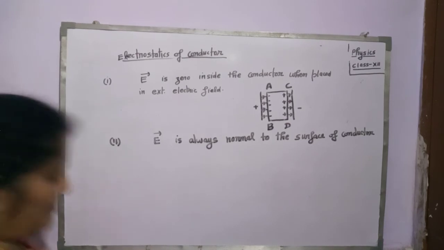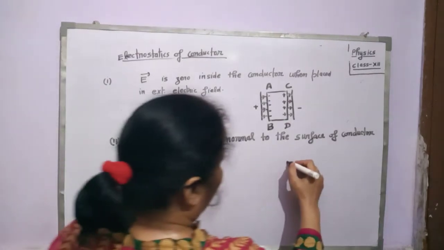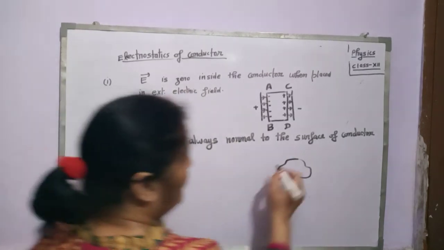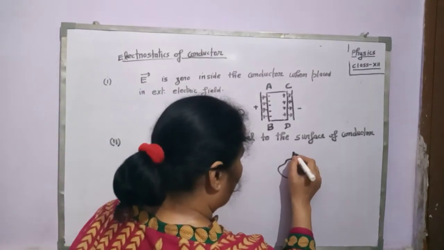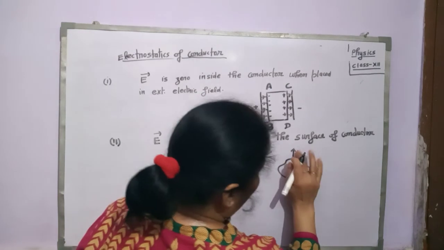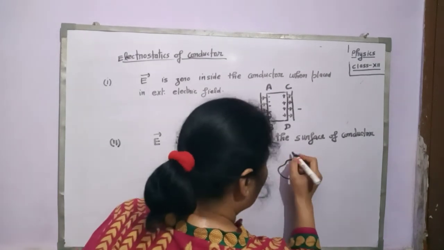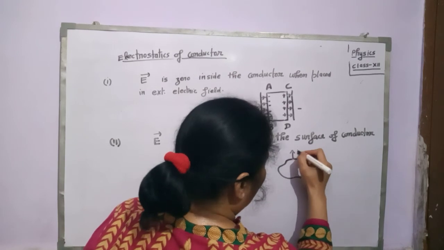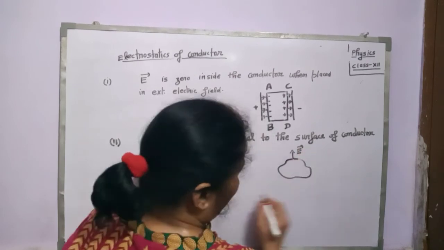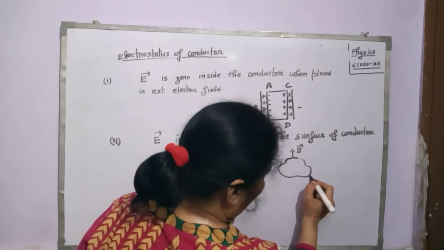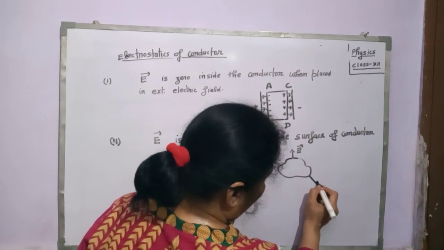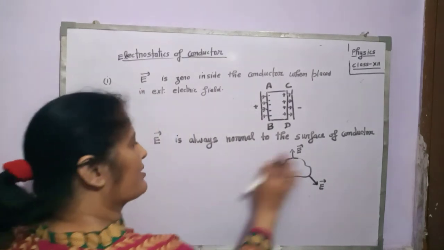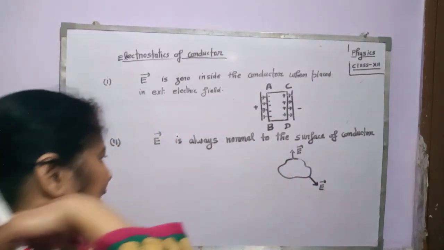Suppose this is your conductor, of any irregular shape. Suppose the electric field at this point should be normal in this way. The direction of the electric field should always be normal like this. At this point, the electric field should be normal to the surface. And charge resides on the outer surface of the conductor, you know.